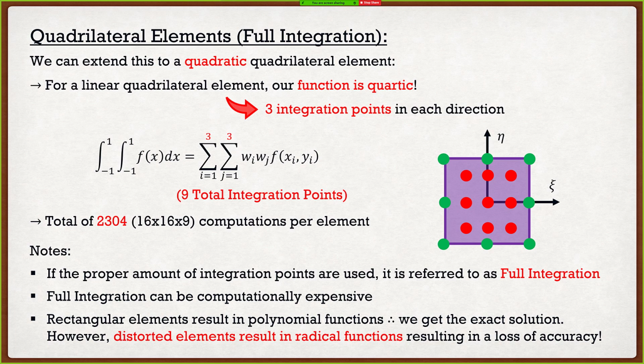Now, the other thing that I want to talk about, and I've already told you guys the super secret, is this. Rectangular elements will result in polynomial functions. Therefore, we'll actually get the exact solution. However, those distorted elements, so if they have those angles between corners, those will result in radical functions, resulting in a slight loss of accuracy. Now, this loss of accuracy depends on the distortion of the element.